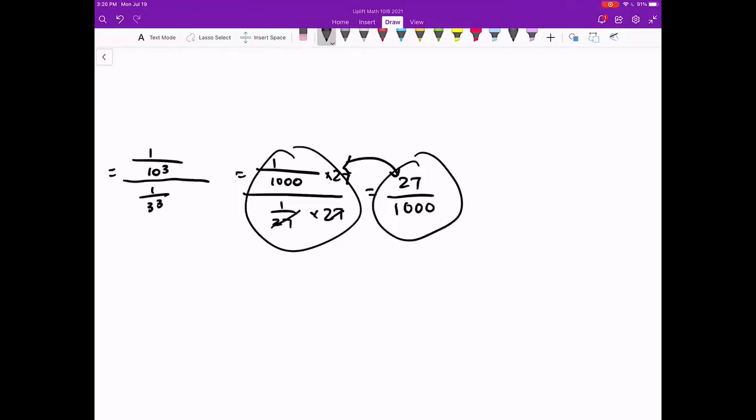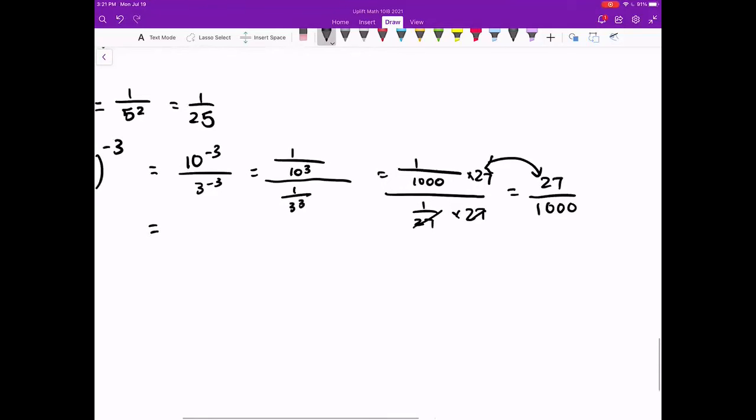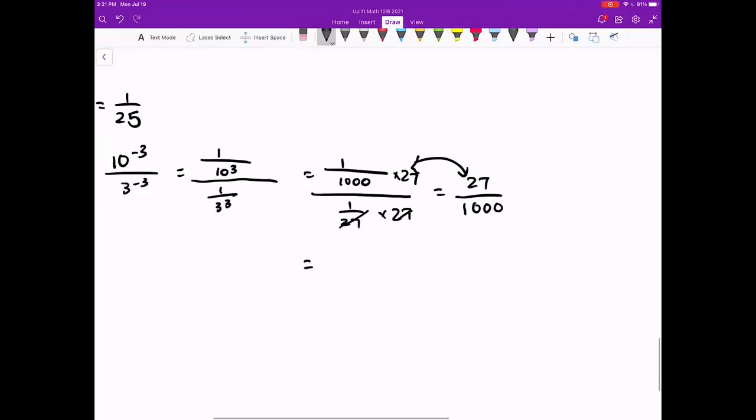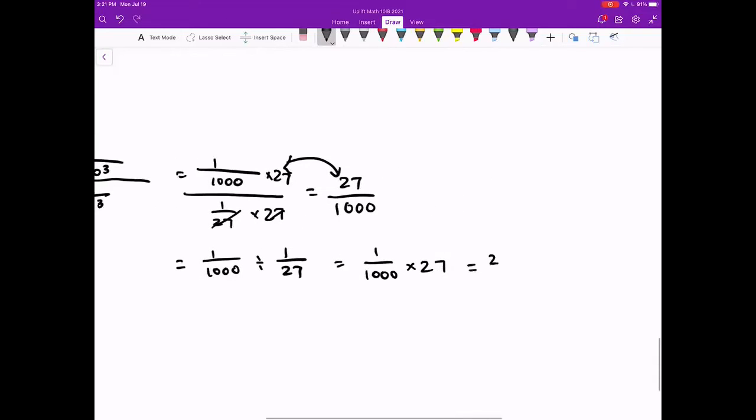Another way of putting it is if we go back to the basics, and instead of using a big division sign between them, we just simply use a divide sign. And we remember back in school, when we divide something by a fraction, we flip the fraction and then multiply instead. So this is also equal to 1 over 1,000 divided by 1 over 27. And so if we flip this, we get 1 over 1,000 times 27. So we also get the same answer, which is 27 over 1,000.